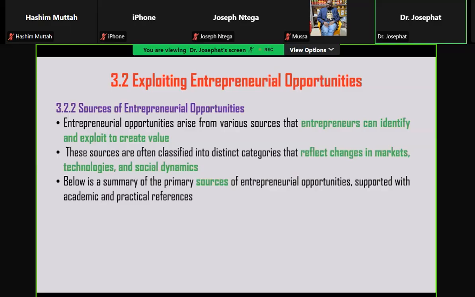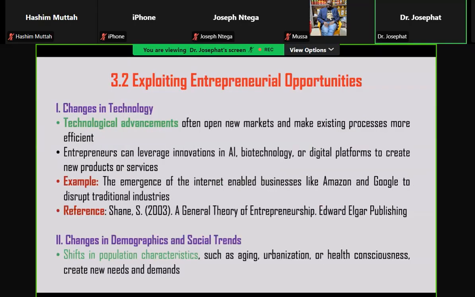Source ya kwanza ya entrepreneurial opportunity tunaongelea ni change in technology, na tunaangalia sasa hivi kuna mabadiliko makubwa sana ya teknolojia yanayotokea duniani na ambayo yamefungua fursa mbalimbali ambazo watu wameweza kuexploit, wameweza kutengeneza vitu ambavyo ni very amazing, ambavyo vimeenda kusaidia changamoto mbalimbali tunazonazo kwenye jamii.